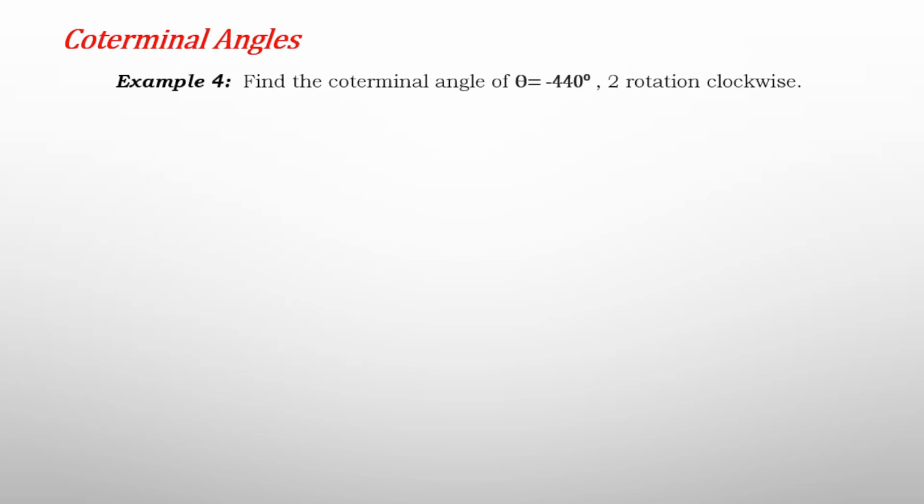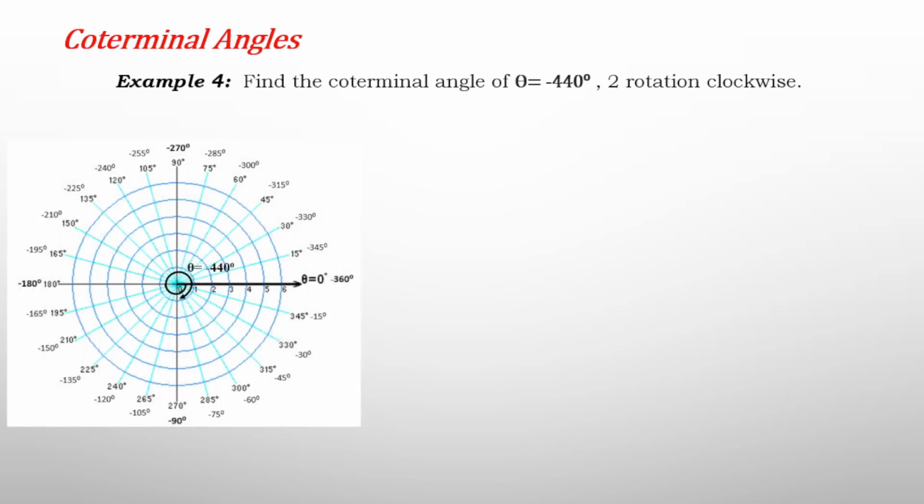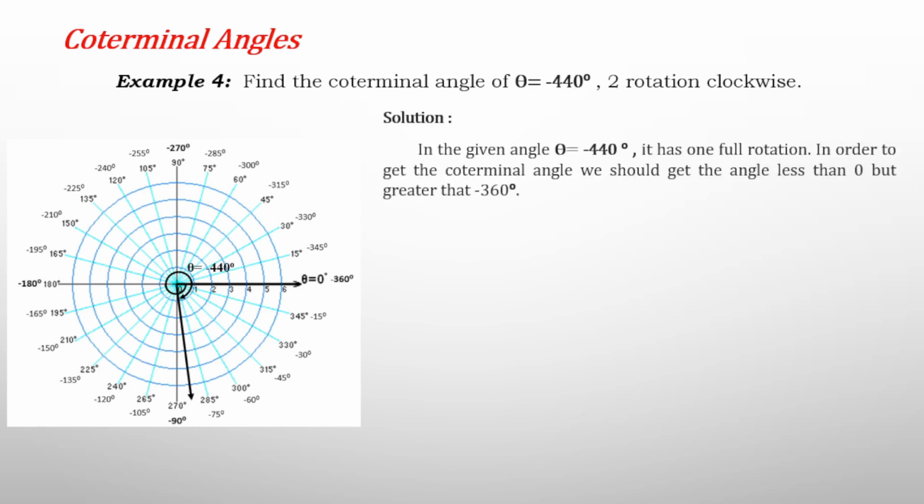Example number 4. Find the coterminal angle of negative 440 degrees having two rotations clockwise. So if we're going to graph our negative 440 degrees, this is now our graph. In the given angle, negative 440 degrees, it has one full rotation.